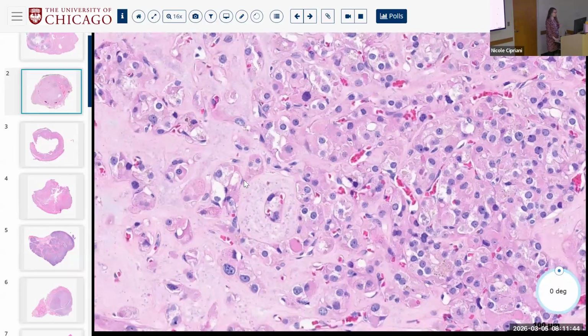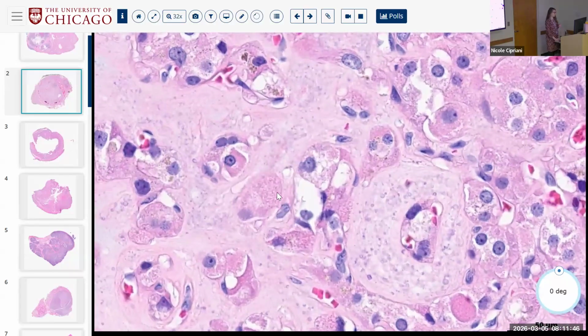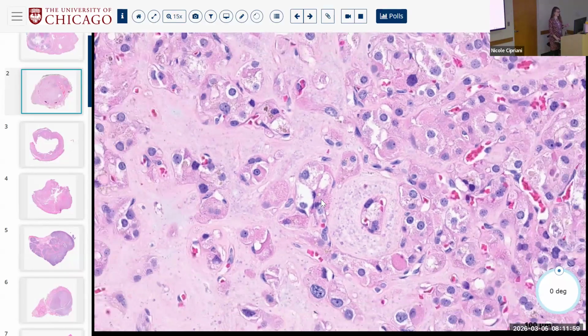What's the color of the cytoplasm? Very pink. What's the quality of the cytoplasm? Granular. Okay, so these are oncocytes. So this is an oncocytic follicular pattern neoplasm.